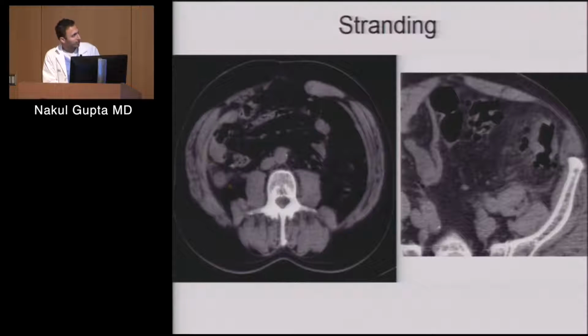And here's just some more examples of fat stranding. Right here you can see this is probably an appendix. This is the right pericolic gutter, a common place to see a retrocecal appendix sometimes, so this could be an appendicitis. But look at the fat around it. Compare that with the cleaner subcutaneous fat. This is what nice, normal, healthy fat looks like. This is inflamed fat.